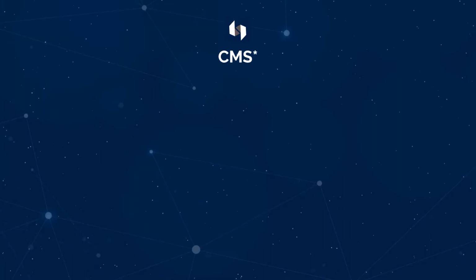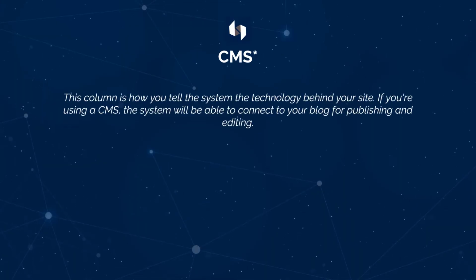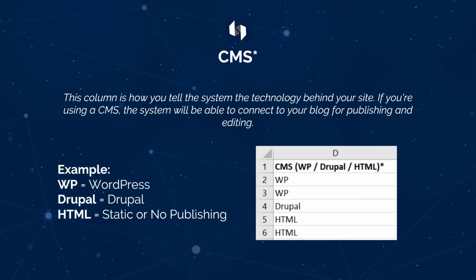CMS. This column is how you tell the system the technology behind your site. If you're using a CMS, the system will be able to connect to your blog for publishing and editing. The system accepts 3 options: WP, WordPress, Drupal, or HTML. This is for either a static HTML site, a non-compatible CMS, or use this tag if you don't want to connect this blog to our publishing tools.